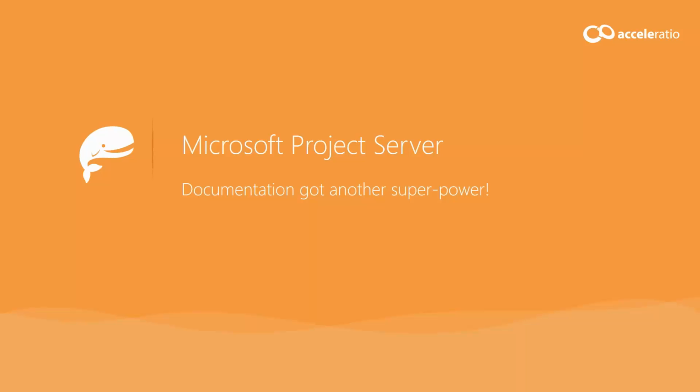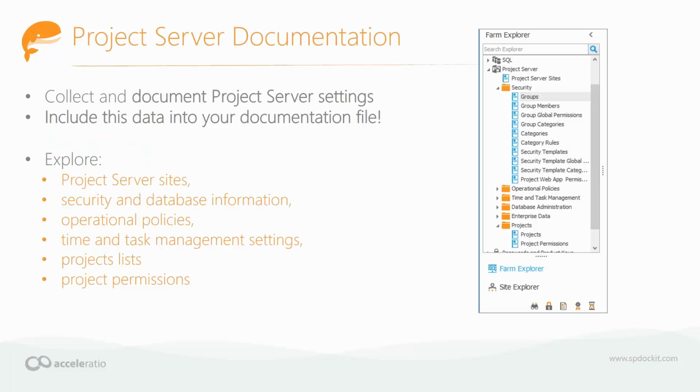Our documentation, the first feature that we ever introduced, is now revamped, and we have one more possibility. You can now collect and document all of the Microsoft Project Server settings, and then you can include this data when you export and generate your documentation file. So now, as you can see on this picture, you can explore Project Server sites. You can find out more about security and database information, about operational policies, project lists, project permissions, and a lot more. So I think this is a pretty cool new superpower that SPDocKit 7 brings.